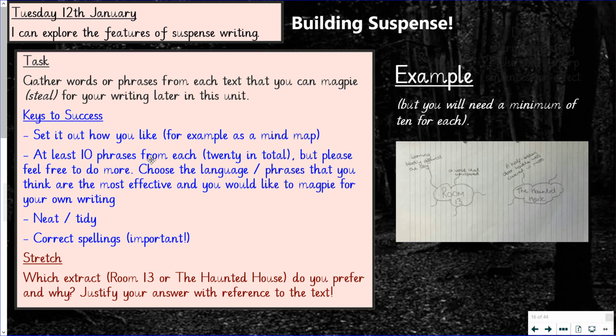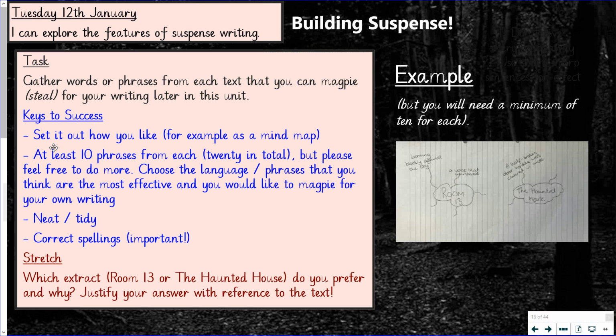And what you need to do is go through and read each extract. They're in teams. Read them again and choose at least 10 phrases or sentences, so not just one word, but phrases or sentences that you think are really effective, and that you could use or magpie or steal in your own writing. You must pick at least 10 from each one, so 20 in total. And they're going to be the sorts of phrases or sentences that you can use or modify in the future for your writing. And it says there, choose the language, phrases that you think are the most effective and you would like to magpie for your own writing.